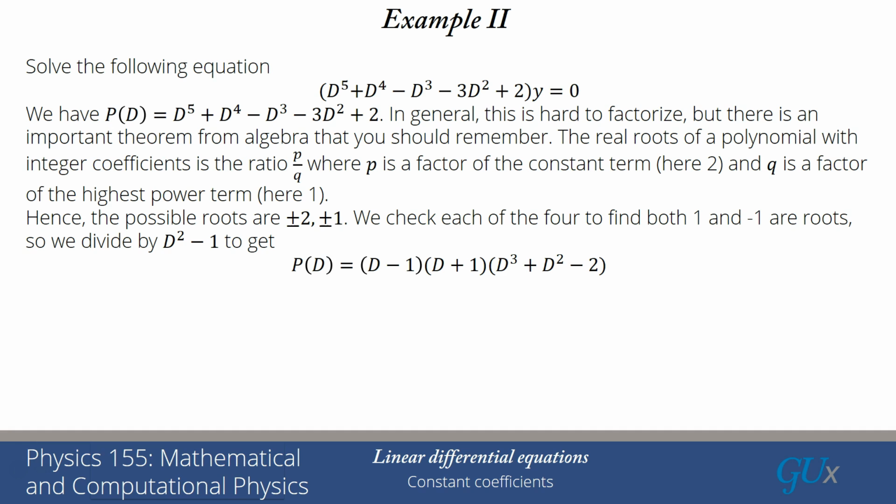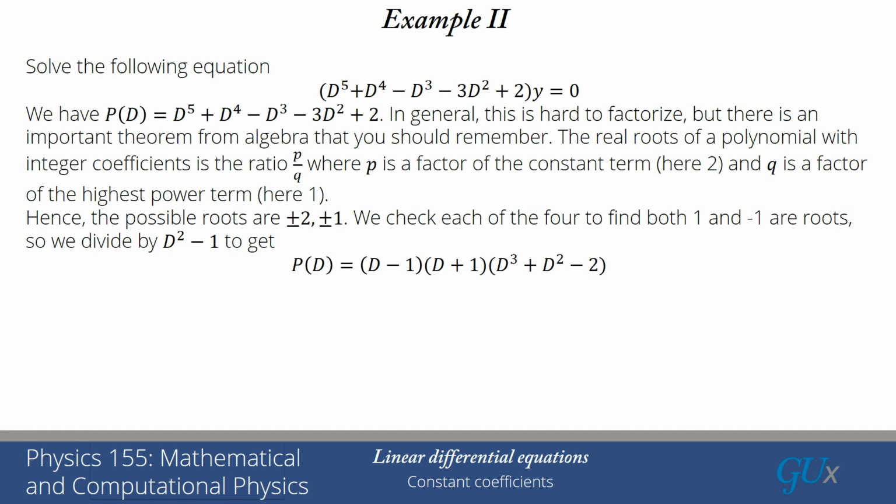Let's try minus 1. I would get minus 1 plus 1, that gives me 0. Then plus 1 minus 3 gives me minus 2, plus 2, that's equal to 0. So we immediately find that 1 and minus 1 are roots. So D plus 1 times D minus 1 is equal to D squared minus 1. And so I can factorize p of D in terms of those two factors I just determined, D minus 1 and D plus 1, times a cubic, D cubed plus D squared minus 2.